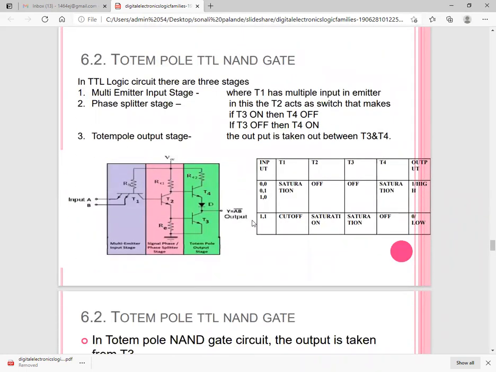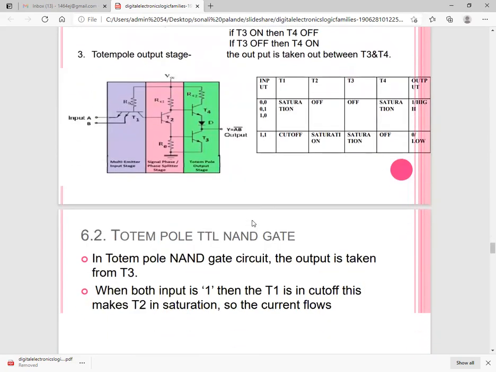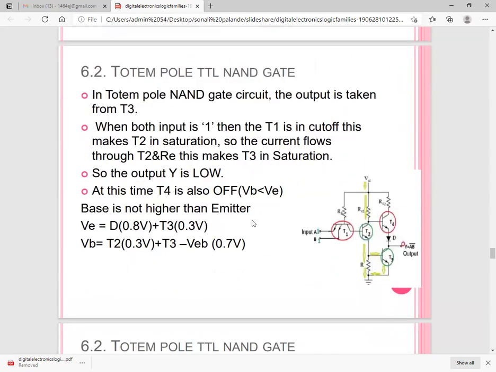So the next point is the totem pole TTL NAND gate. In a TTL logic circuit, there are 3 stages. The first one is the multi-emitter input stage. Then the second, phase splitter stage. And the third one is the totem pole output stage. In the totem pole NAND gate circuit, the output is taken from T3.